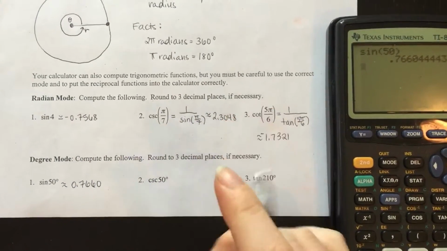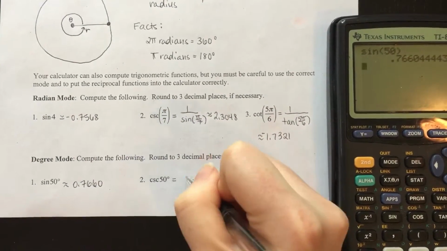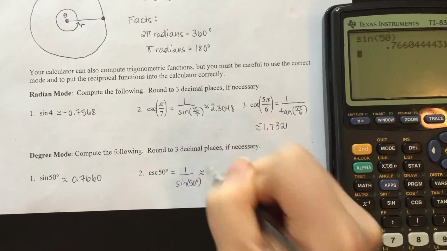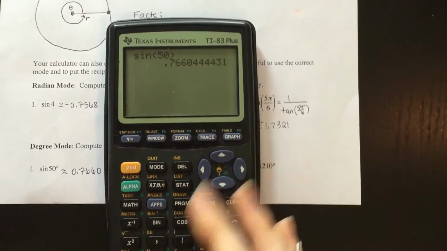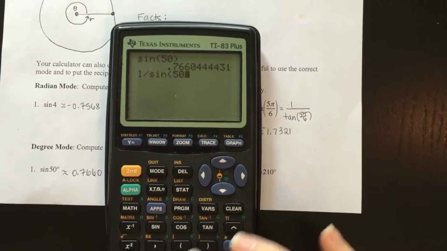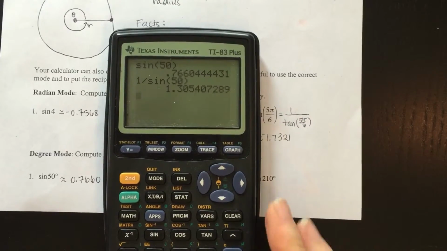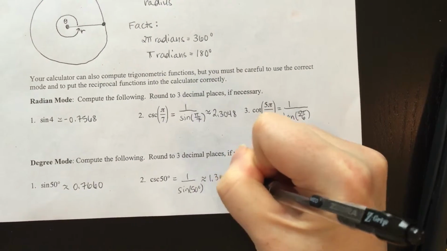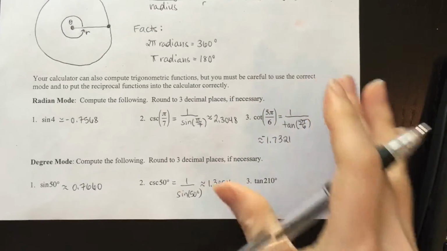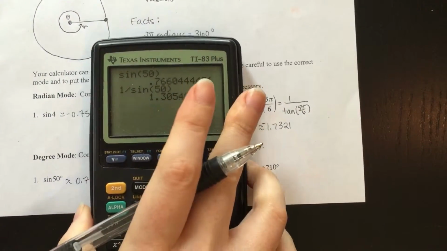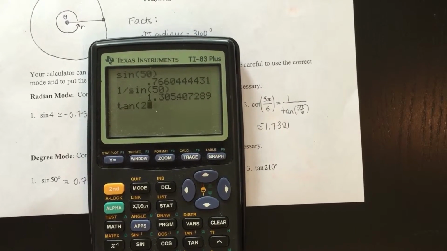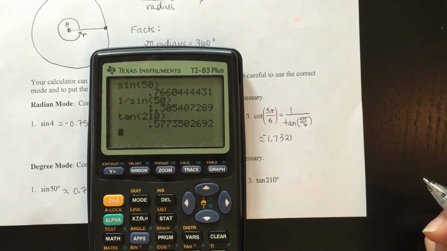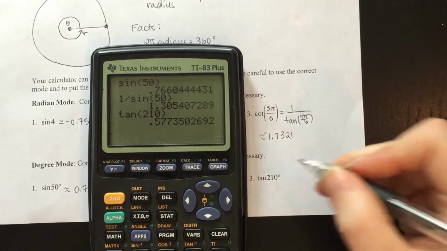And then again, moving on to cosecant, my calculator doesn't have cosecant, so I would need to do 1 divided by sine of 50 degrees in order to get that value. That gives 1.3054 if I round. And tangent is a button my calculator has, so I can just compute the last one, tangent of 210 exactly. And then if I round, 0.5774.